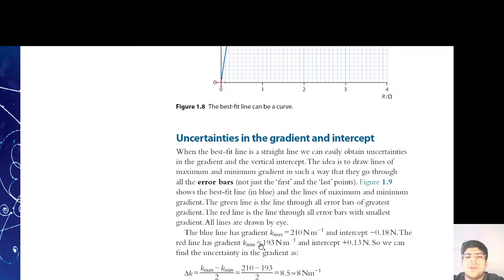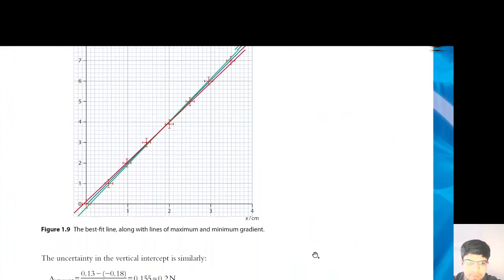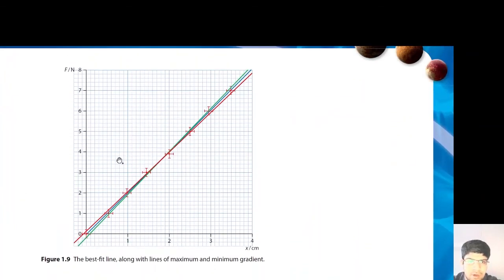The red line has gradient k minimum equal to 193 newtons per meter, and the intercept is plus 0.13 newton. So we can find the uncertainty in the gradient as delta k equals k max minus k min over 2, which is 210 minus 193 over 2, equals 8.5, which is approximately 8 newtons per meter. You can have a look at the graph.